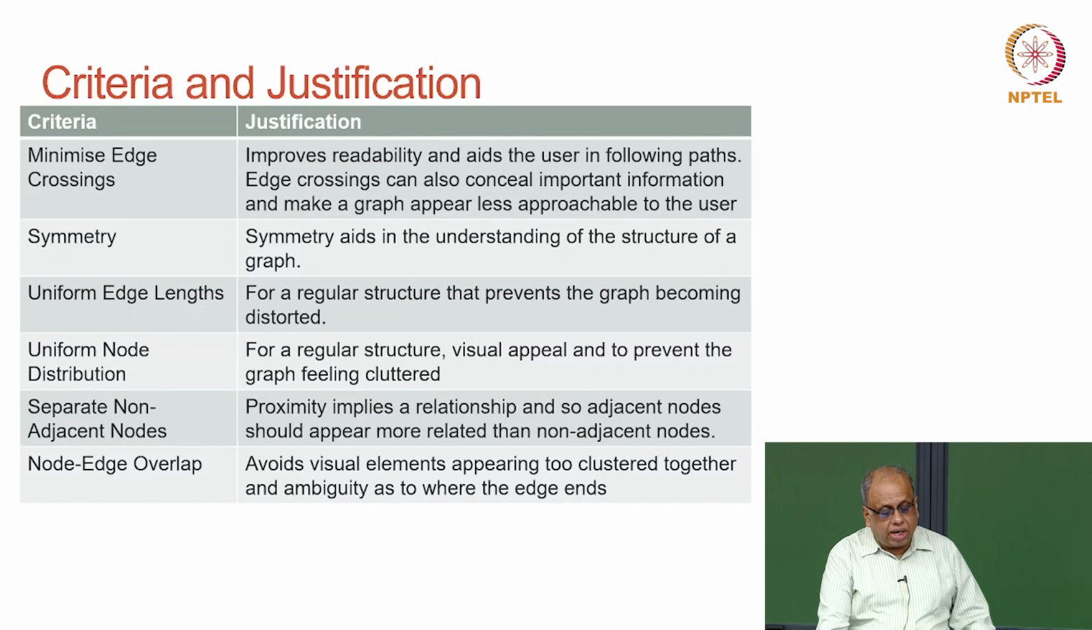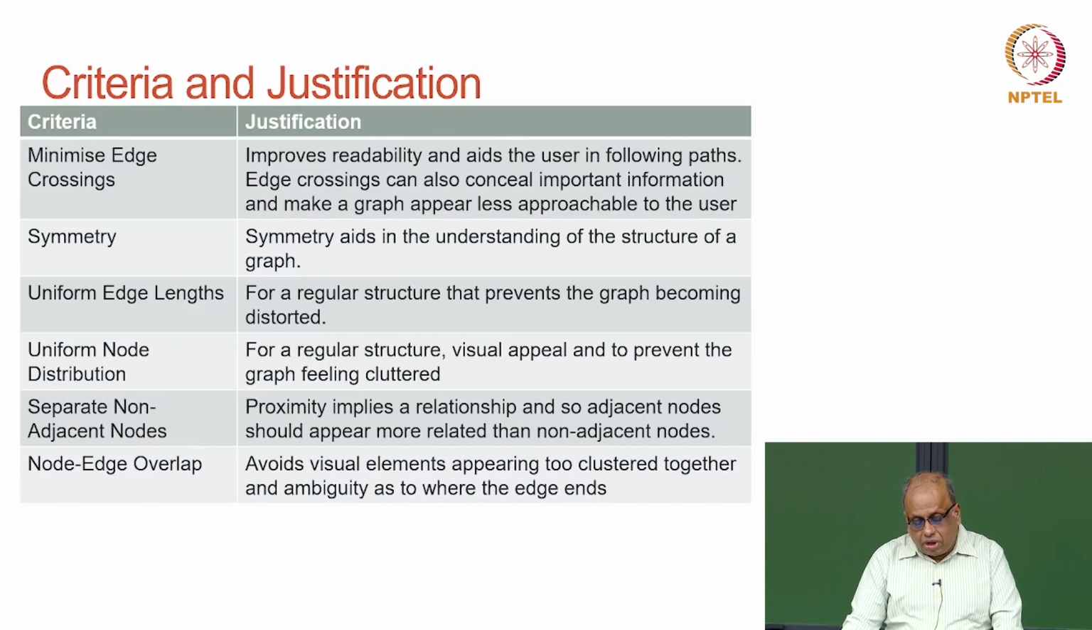So what are the criteria and the justification for them? You want to minimize edge crossings because that improves readability and aids the user in following paths. If there are edge crossings, the user mentally gets confused. If the edges are not crossing, it's easy to follow from where to where the edge is going. Symmetry aids in understanding the structure of the graph. If two graphs have very similar structure, their visualization should also look the same.